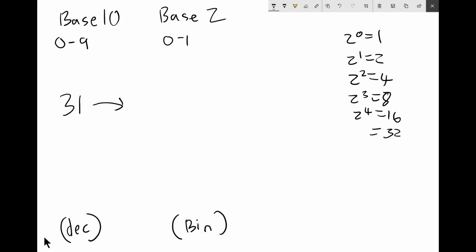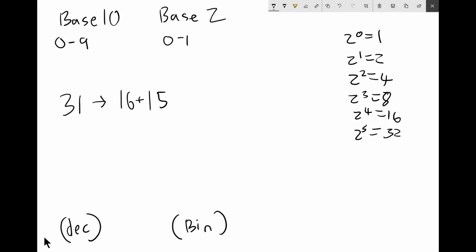2 to the power of 5 is 32. Okay, so now that we're just over 31, we have to look at the power that is 31 or less. So we can find that it's 16. 32 is above 31, so we go to 16, which is 31 or below. So now that we know it's 16, we do 16 plus 15, because that's the leftover. So we've condensed 31 to 16 plus 15.